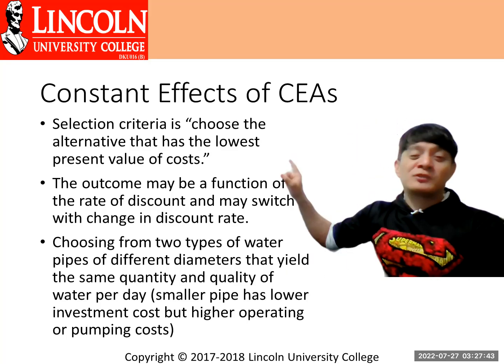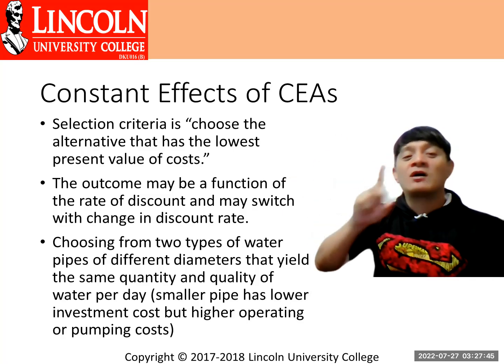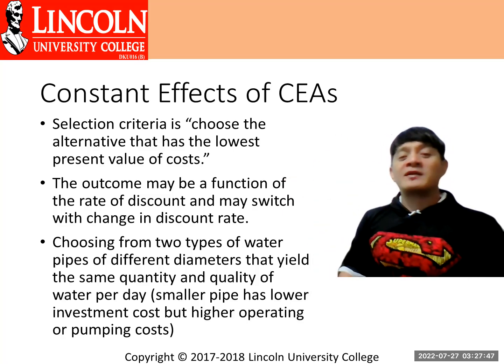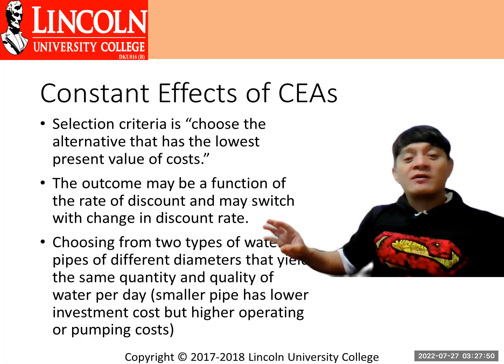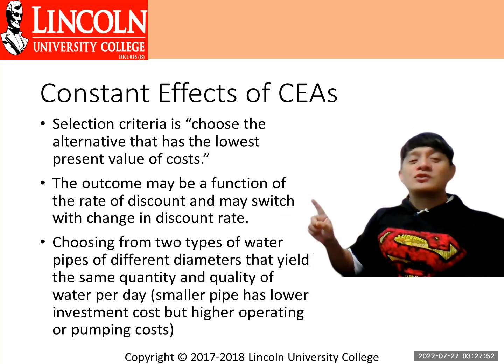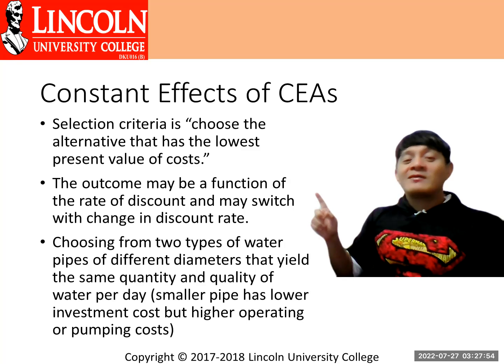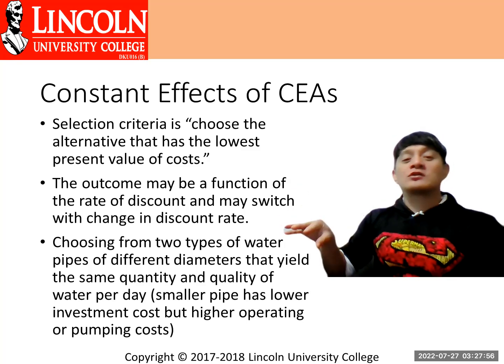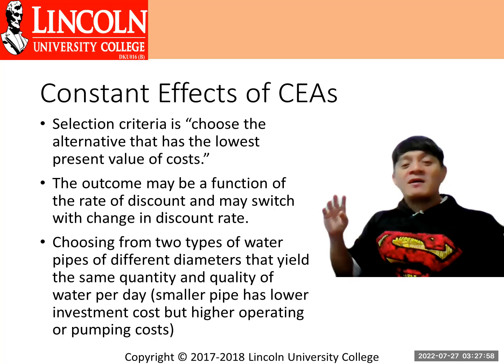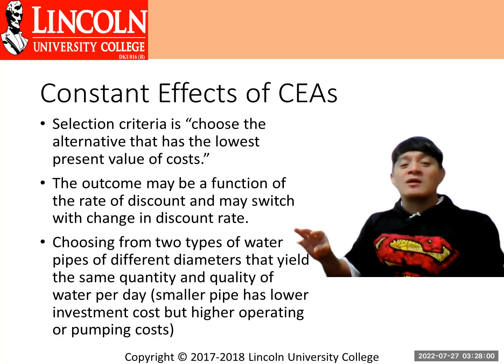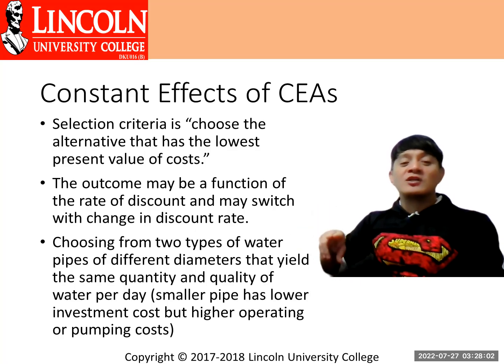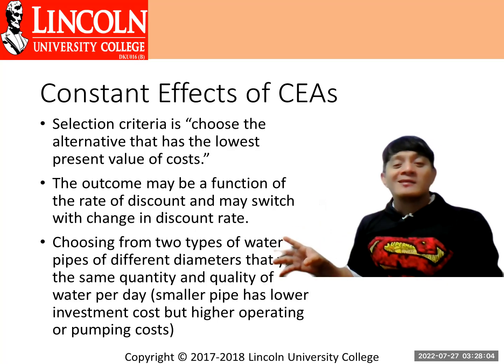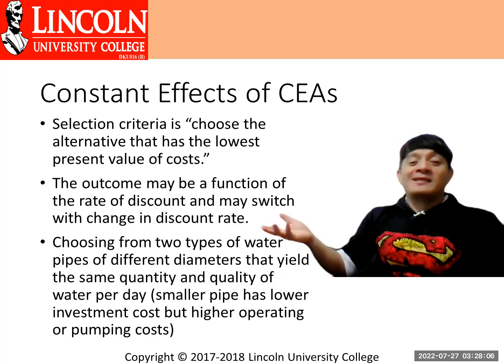So let's see the constant effect of CEA. What do you mean by constant effect, which is method number one? Method number one is the constant effect of CEAs, or cost-effectiveness analysis. The selection criterion is to choose the alternative that has the lowest present value of cost. And the outcome may be a function of the rate of discount and may switch with a change in discount rate. So, if it's discounted, get it.